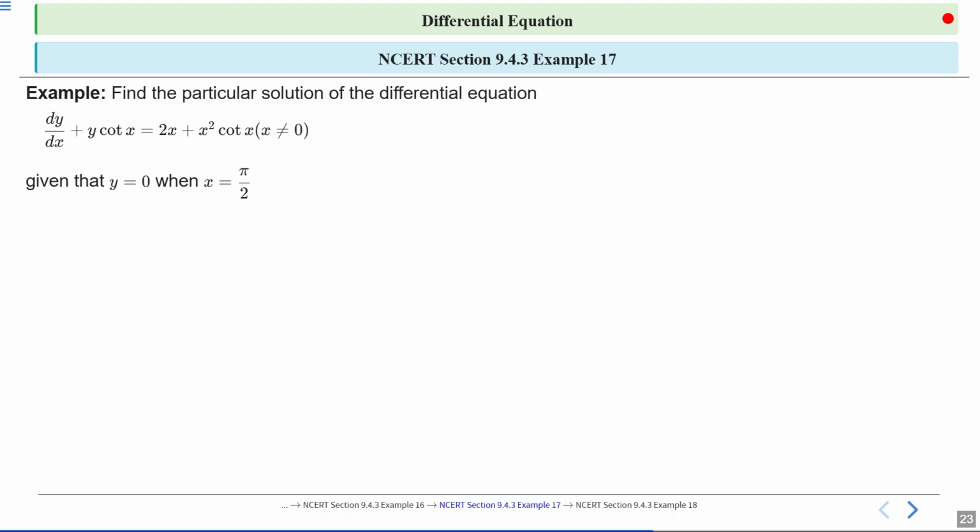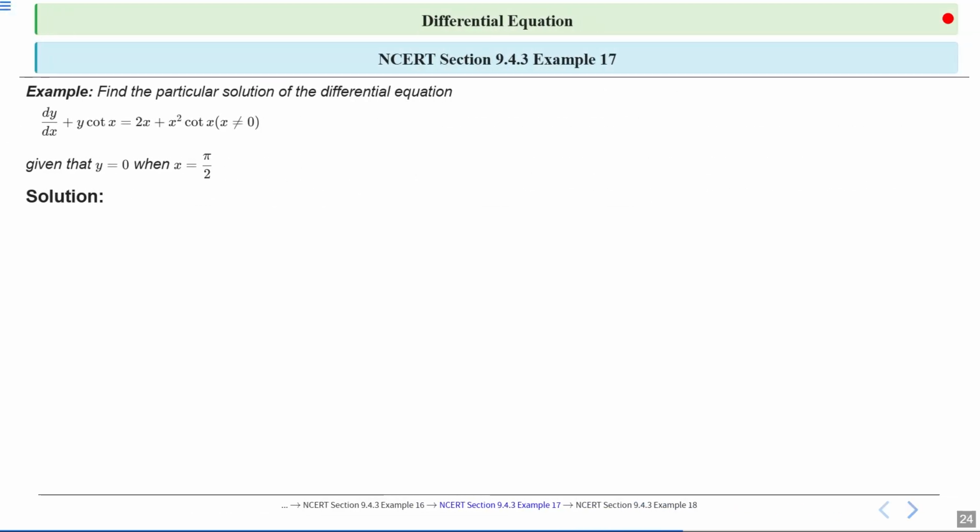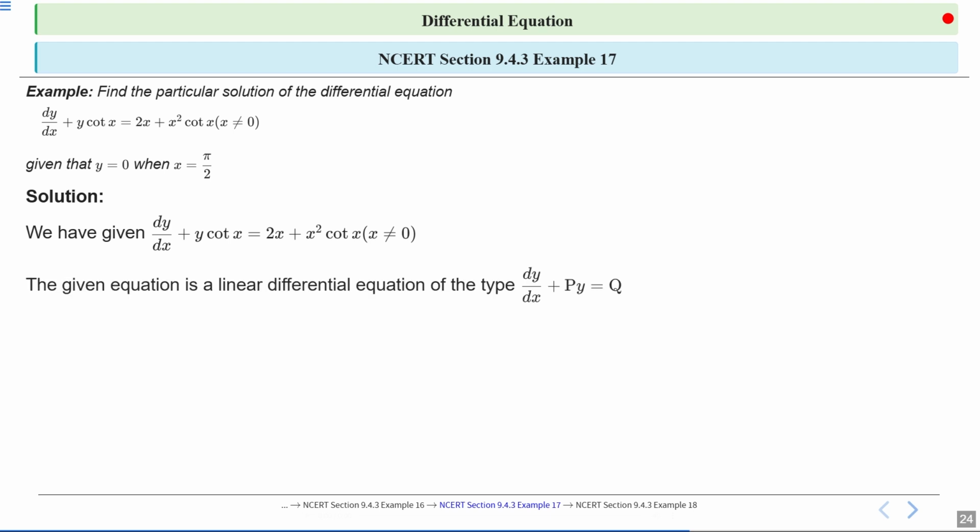Okay, so let's find its general solution. At first, its general solution. So we are given dy by dx plus y cot x is equal to 2x plus x square into cot x, where x is not equal to 0. And the given equation is a linear differential equation of the type dy by dx plus py is equal to q. So when we compare, we get p is equal to cot x and q is 2x plus x square cot x.